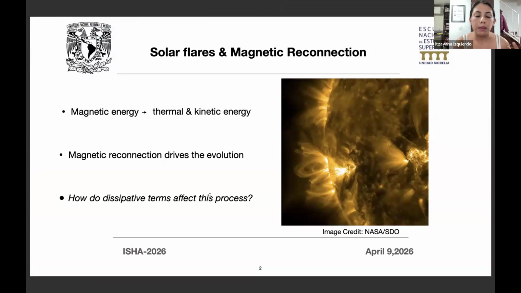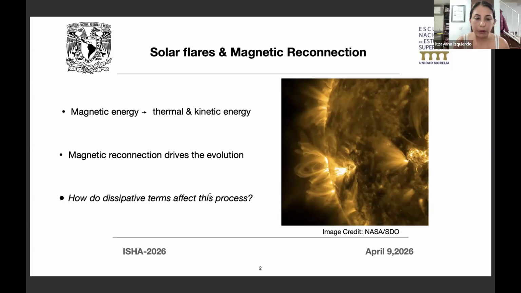First, solar flares are an explosive event in which a huge amount of magnetic energy is converted into kinetic and thermal energy, driven by the magnetic reconnection process. The results are plasma heating and the development of the post-flare loop arcades.